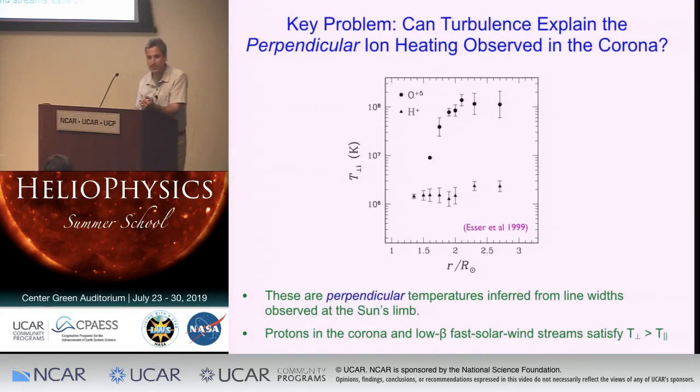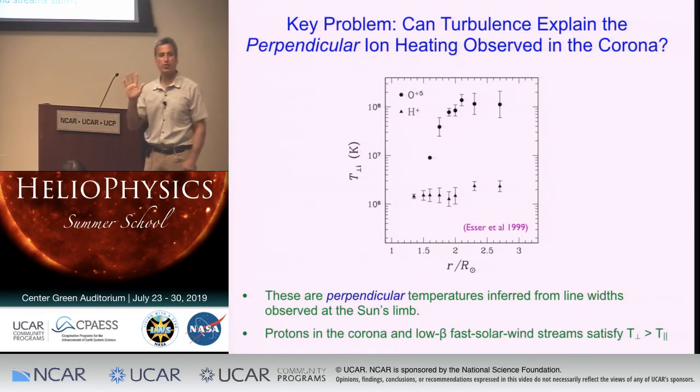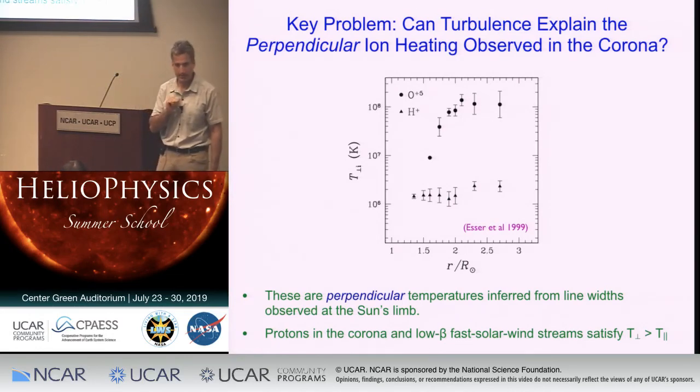So we have some observations of what this might look like down near the sun. This is from UVCS. These are observations of the perpendicular temperatures. These temperatures measure the thermal motions of particles perpendicular to the background magnetic field. These are for protons, the triangles, and O+5 ions, the circles. These are based on observations off the limb of the sun from the UVCS instrument on SOHO.